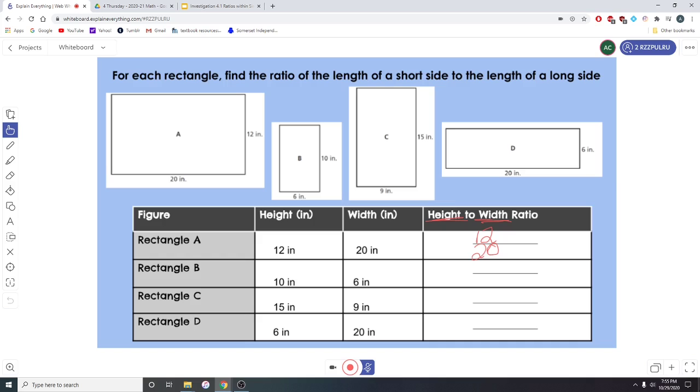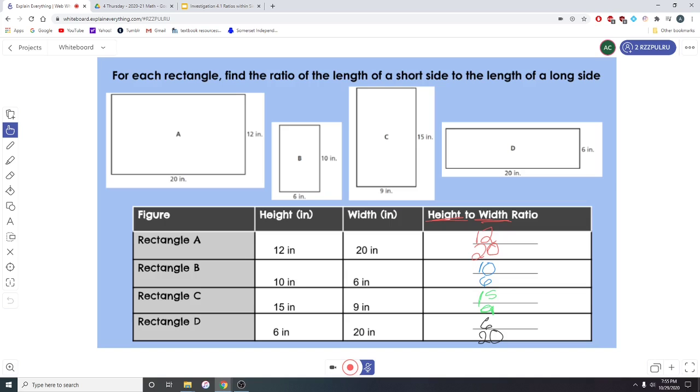Now, for rectangle B, we will have a ratio of 10 to 6. For rectangle C, we will have a ratio of 15 to 9. And we will also have a ratio for rectangle D of 6 to 20. So what's really important is to reduce these ratios.